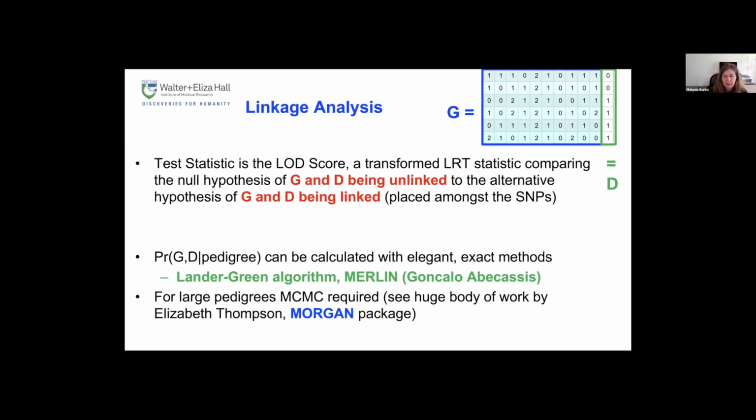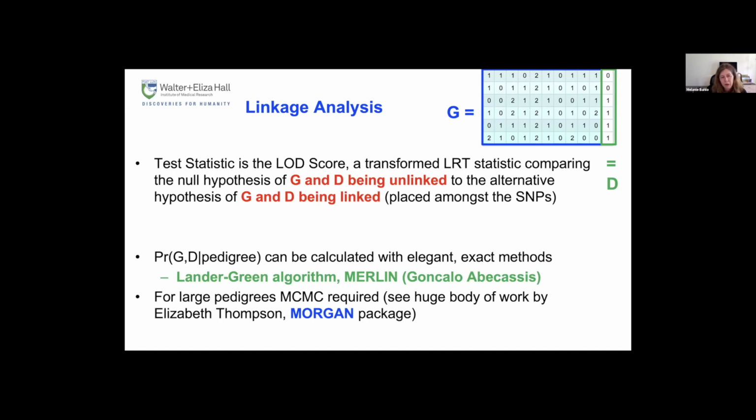And that can be calculated with really elegant, exact methods that have been around for a very long time and have really come to a halt in terms of development because they are really wonderful and they're done. So the most famous of these and the one most relevant to SNP data is the Lander-Green algorithm. And the best piece of software to use that is something called Merlin. And that was developed by Gonçalo Abecasis, who's a very good statistical geneticist.